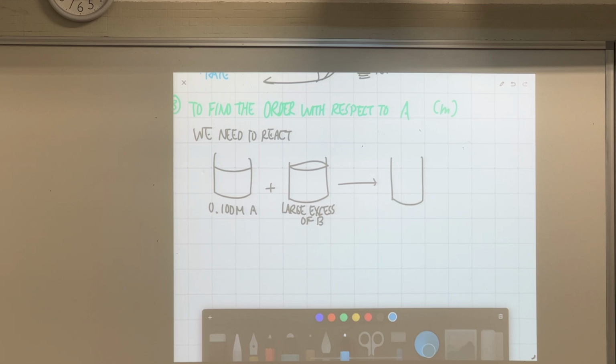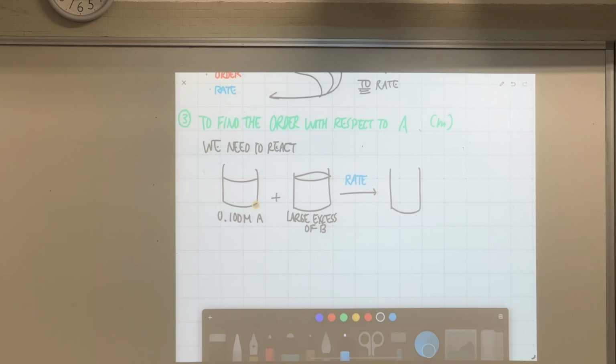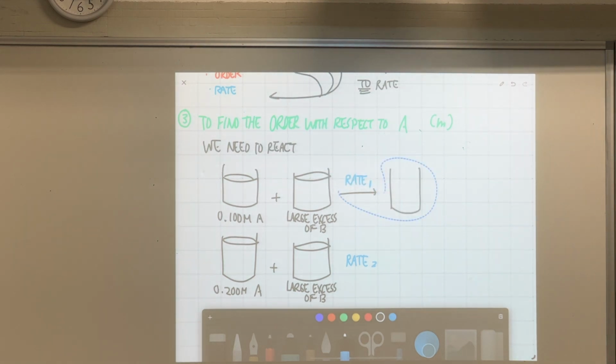So let's say there's a certain rate for it to form the products. When you react A with a large excess of B to form the product, you measure a particular rate. Then you will need to double the concentration of A from 0.1 molar to 0.2 molar, and then again mix it with a large excess of B, and then get rate 2. So let's call this rate 1. And here you have rate 2 now.